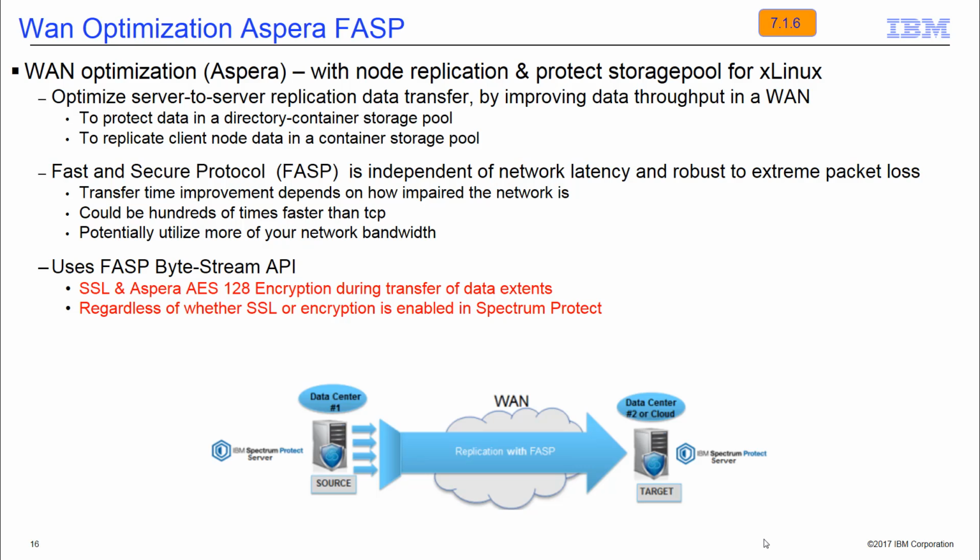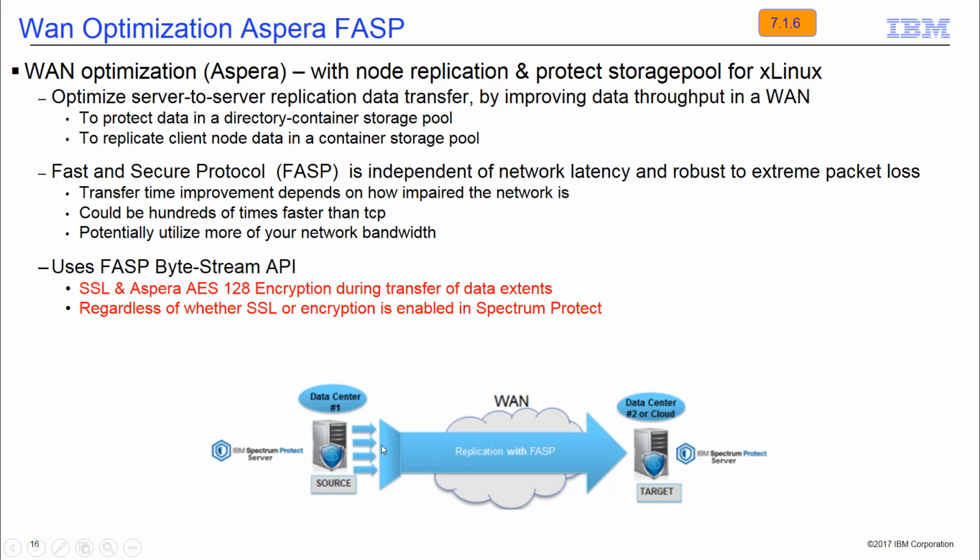Okay, up to this point, all of these encryption options have been included with Spectrum Protect. We do have a product you can buy to provide WAN optimization when you're replicating between two Spectrum Protect servers that are both x86 Linux servers. This is called Aspera. Aspera provides the Fast and Secure Protocol, FASP. This is really great if you have a network that has high latency or that loses a lot of packets. Then Aspera will build a more robust connection between your Spectrum Protect servers.